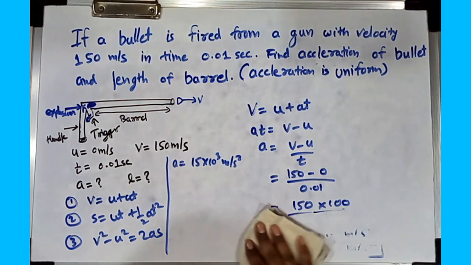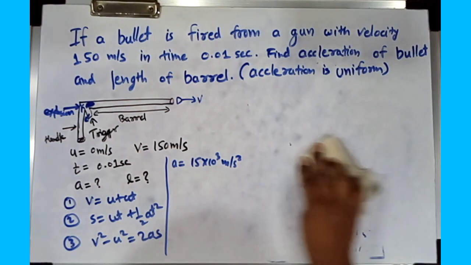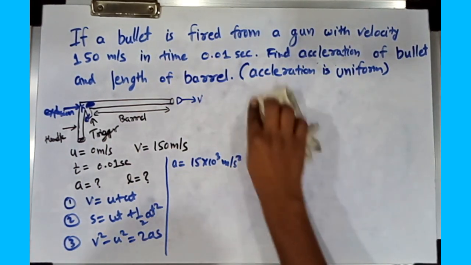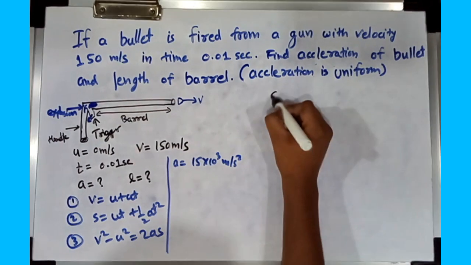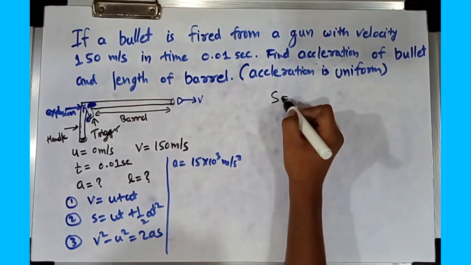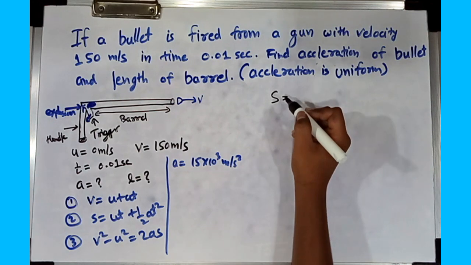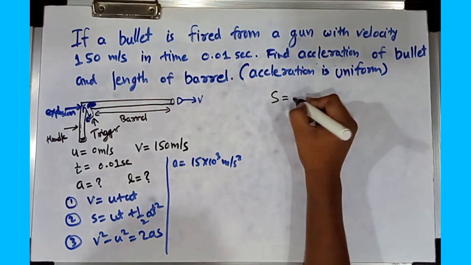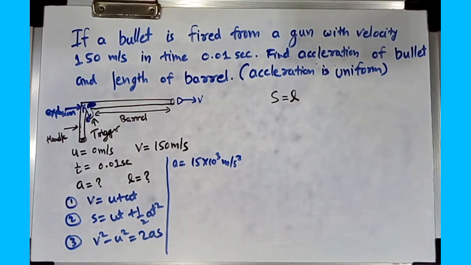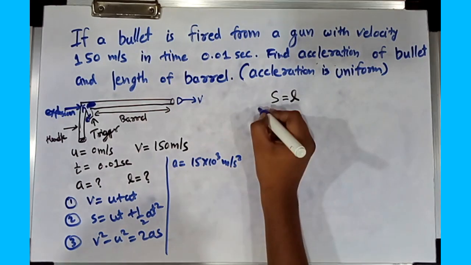Now we have to find the value of the length of the barrel, but as we know, none of the equations contains length of something, but they contain displacement of the particle. So for that we use s, displacement of the bullet. Here the particle is the bullet, and as we know, the bullet moves throughout the barrel, so the displacement of the bullet is the length of the barrel, and for that we will use the third equation.